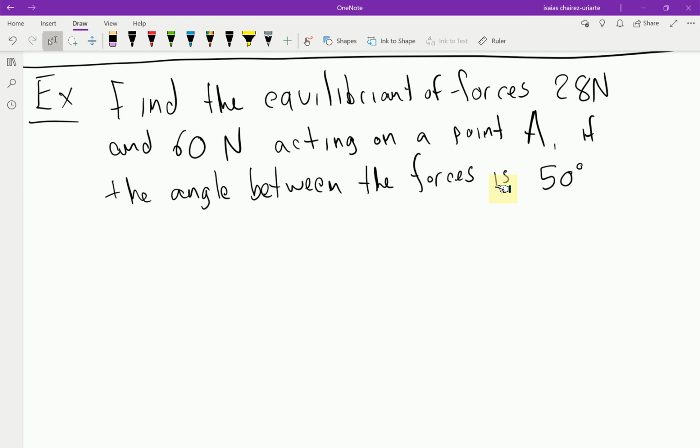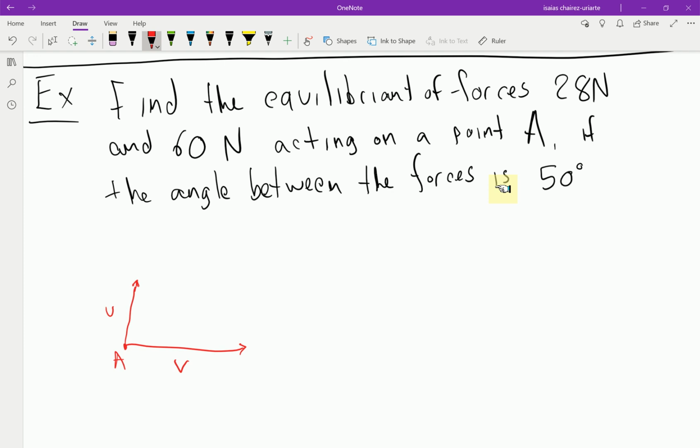Alright, so let me begin by sketching. So I have a point A. And that's my point A. I have two forces acting on this point. I have one force, doesn't matter which way I draw it, going that way. I have some other force maybe going this way. This force I'm going to call U. This other force, I'm going to call V, just to put some names on things here.